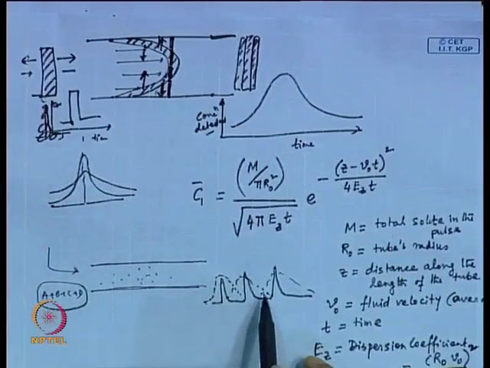Now, because of this broadening you could miss a peak. It could be possible that two peaks get merged and you do not get the peak at all.